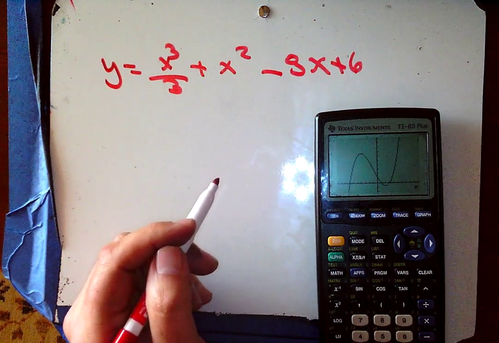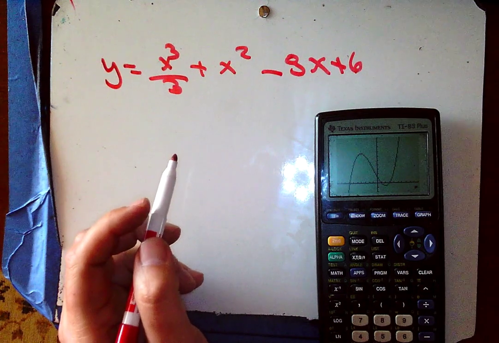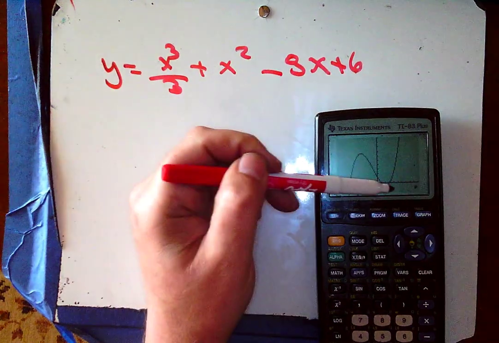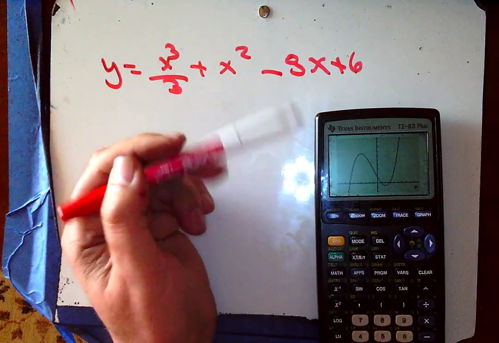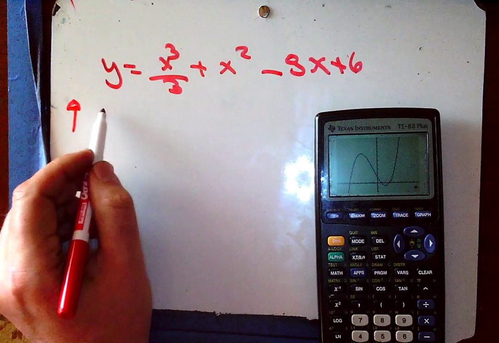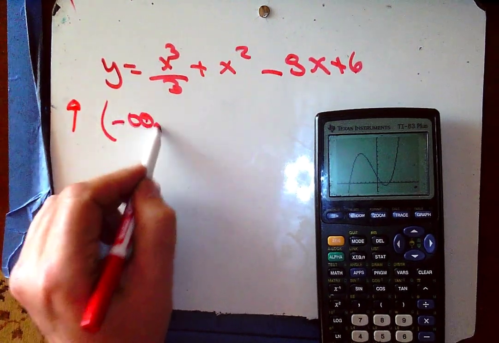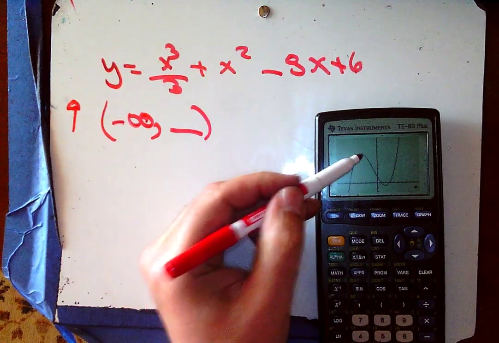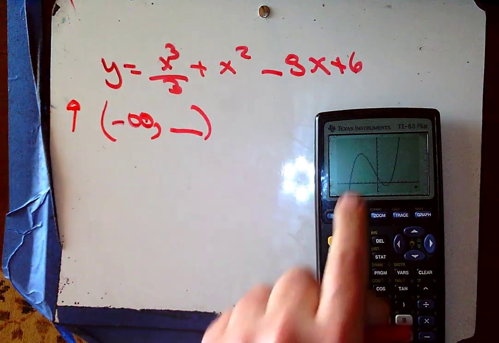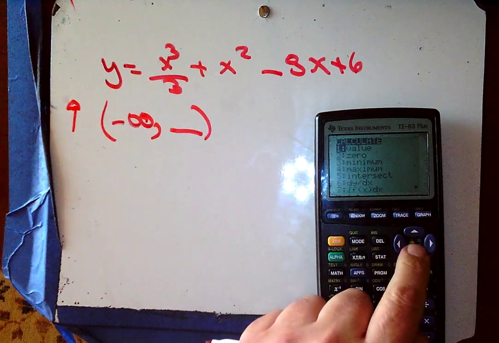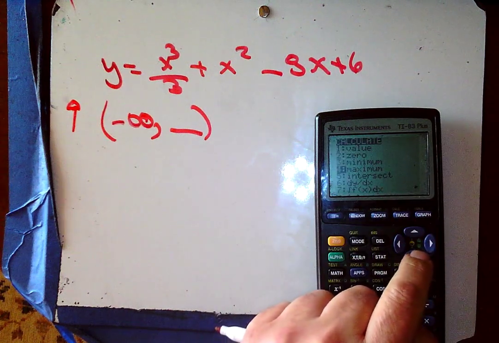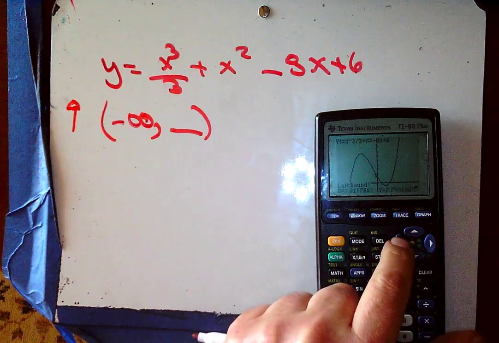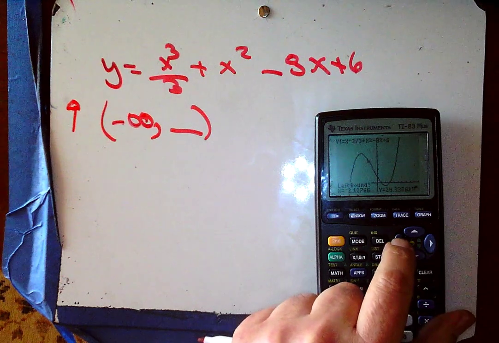All right, so I see this graph now, and I know that this function is increasing all over here and all over here. So how do I write that? Well, -infinity up to what? Up to this point. How do I find that point? Well, that's a maximum. So I can do second calculate maximum. Hit enter. Remember, bring your cursor to the left side of that maximum.